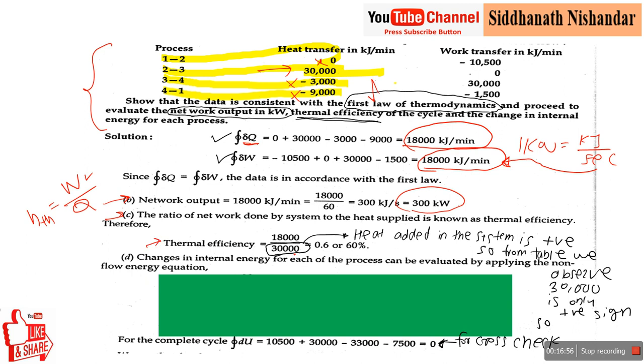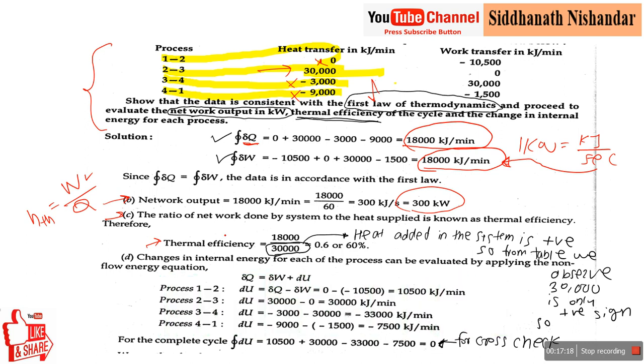See here, 30,000. I also mentioned that heat added to the system is positive. From the table we observe that 30,000 is the only positive value, so I have taken 30,000 as the heat supplied. This is a very important point in this numerical. And the last one is the change in internal energy.